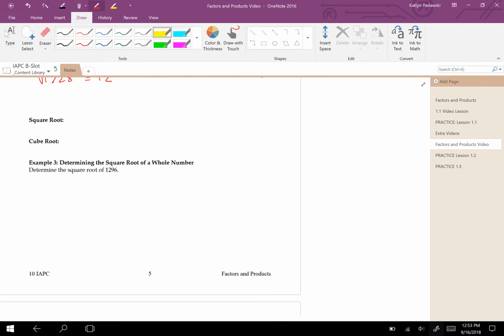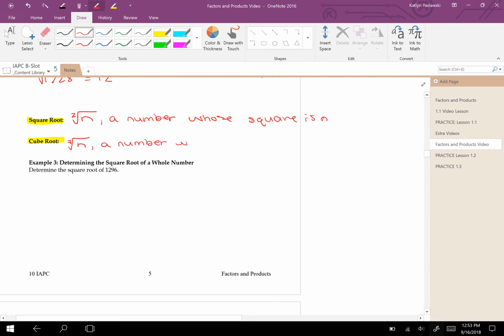So we have two definitions here, the square root and the cube root. So square root, we have n, so we have a number whose square is n, compared to a cube root where a number whose cube is n.